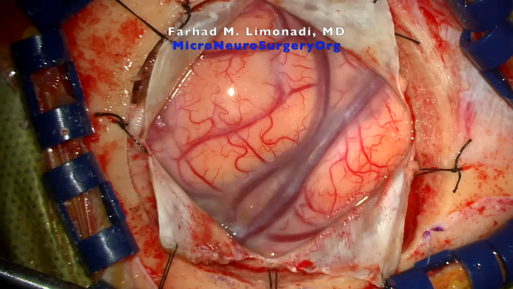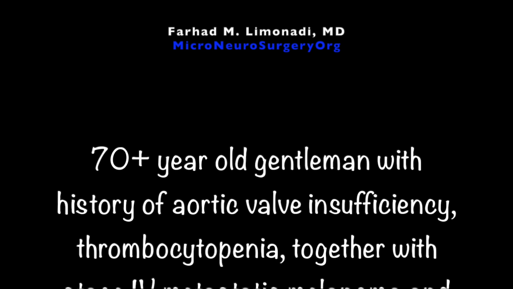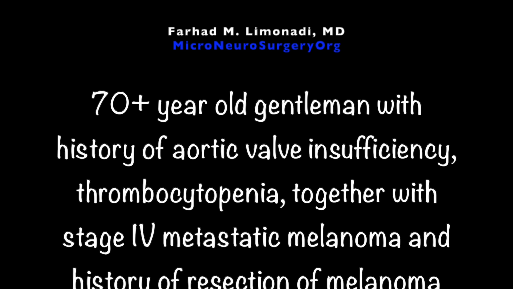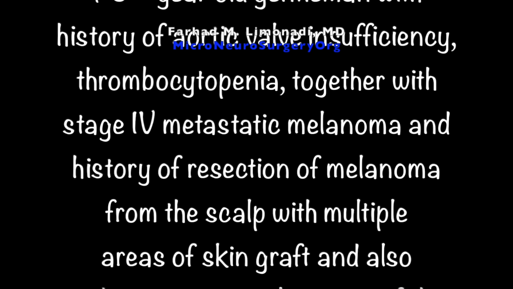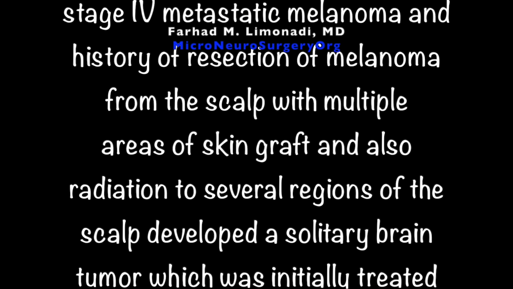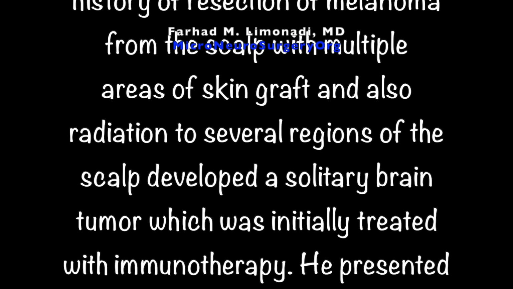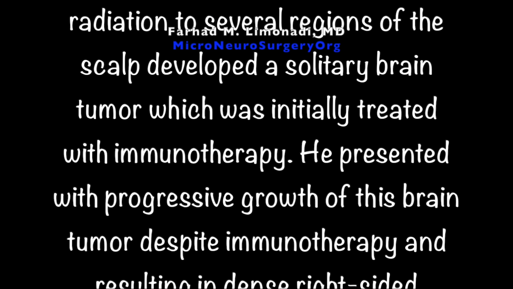This is a case of a 70-plus-year-old gentleman with history of aortic valve insufficiency, thrombocytopenia together with stage 4 metastatic melanoma, and history of resection of melanoma from scalp with multiple areas of skin graft and also radiation to several regions of the scalp, who developed a solitary brain tumor which was initially treated with immunotherapy.